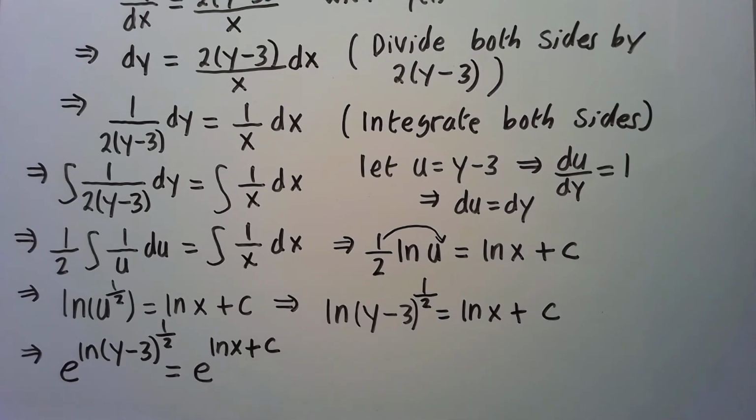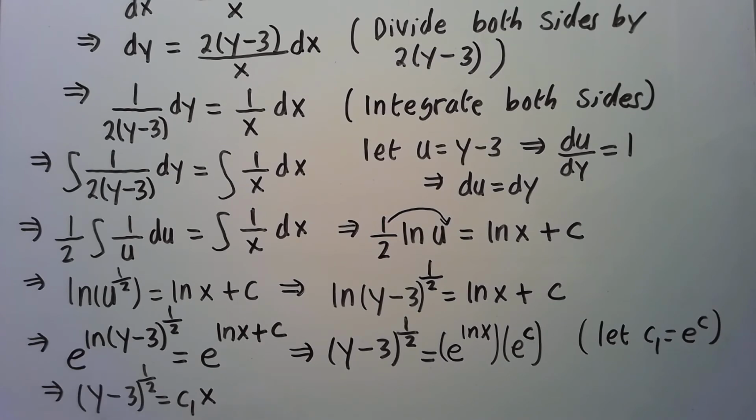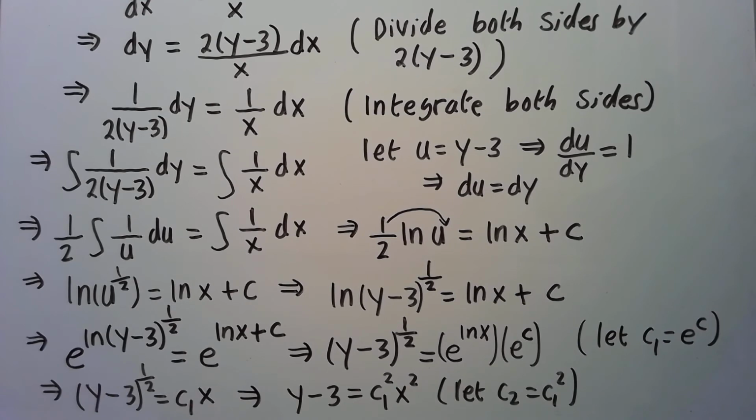Let me simplify this a bit further now. So I get this then. So this will become x here. I'm going to let e to the c be c1. So we get this, y minus 3 to the 1/2 equals c1x. Let's square both sides then. So doing that, we get y minus 3 equals c1 squared x squared. I'm going to call c1 squared c2 just for ease of notation.